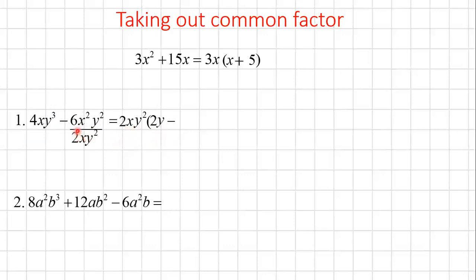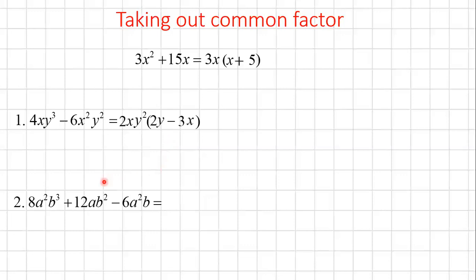2xy squared. 6 and 2 cancel, it's 3. X squared and x, it's x. Y squared will cancel each other. 3x. Now write it here and close the brackets. That's 2xy squared times, in brackets, 2y minus 3x, which is the factorized form.